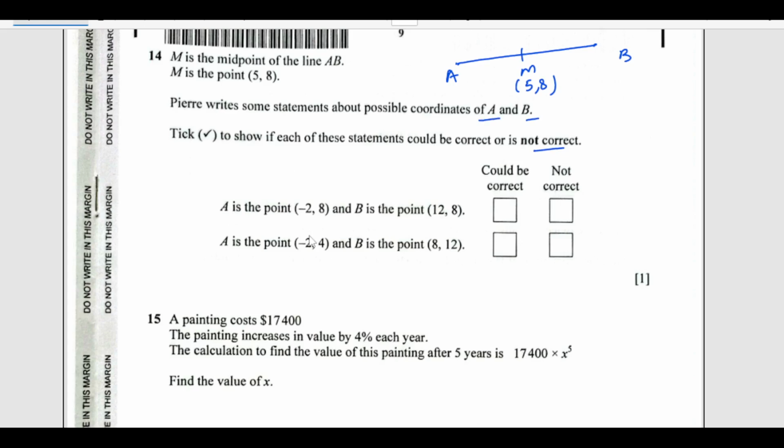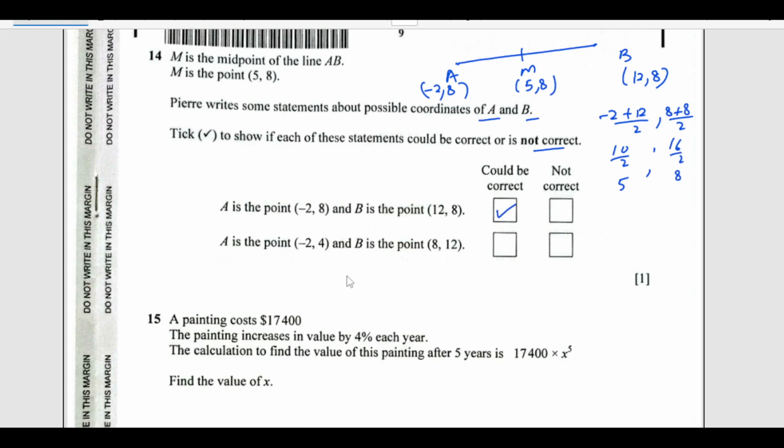A is a point -2, 8 and B is a point 12 and 8. So if A is a point -2 and 8, and B is point 12 and 8, then let's say midpoint is going to be -2 plus 12 over 2, right? And then 8 plus 8 over 2. So this is 10 over 2, which is 5, and this is 16 over 2, which is 8. So this could be correct, right?